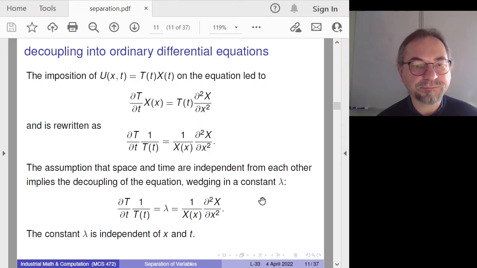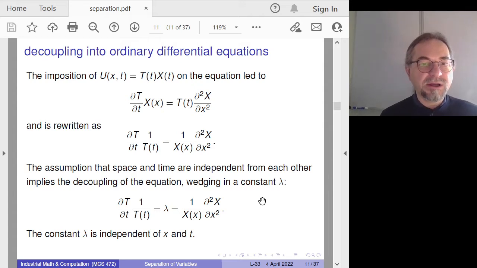Let's continue. So now comes the key. If we rewrite this a little bit, we write that the derivative in time at the left side equals something that is an x at the right side. But wait a second, didn't we just assume that these two were independent? So in some sense, if we look at this rewrite, it has not given us anything.